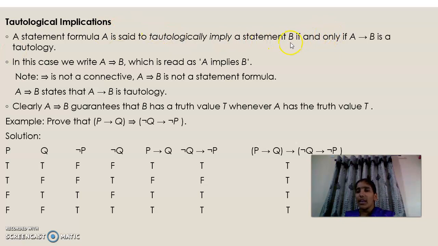That means if A is one statement formula and B is another statement formula, we have some truth values for A and some truth values for B. Whenever we take the conditional between A and B and the truth values are all true, then we can say that A tautologically implies B, or B is tautologically implied by A. If A tautologically implies B, it is read as A implies B. Here the tautological implication symbol is not a connective and not a statement formula; it is a tautological implication symbol.